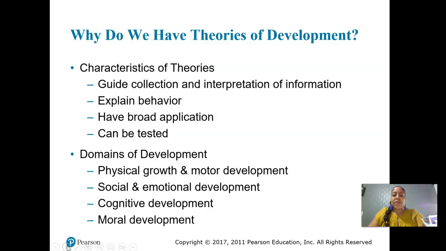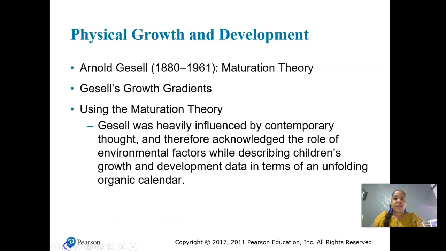Also, there are different domains of development that the textbook talks about, and if you're familiar with child development courses, you probably know that these are some of the main branches of development that we talk about, different domains. So physical, growth and motor development, social and emotional development, cognitive development, and this 4th one you may not have always come across, but it's moral development. So this idea of what is wrong and what is right, what is moral and just.